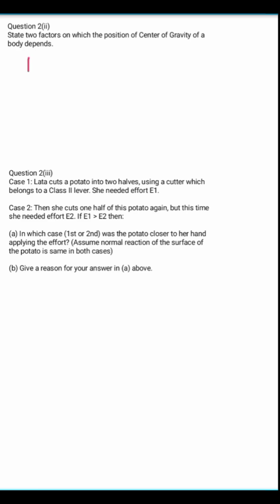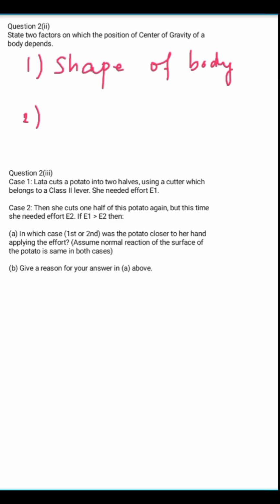So the correct answer would be the shape of the body. We know very well that the shape of the body will influence the center of gravity. For different shapes, the center of gravity is different. The shape of the body would be the first factor. The second factor would be the distribution of mass in the body.